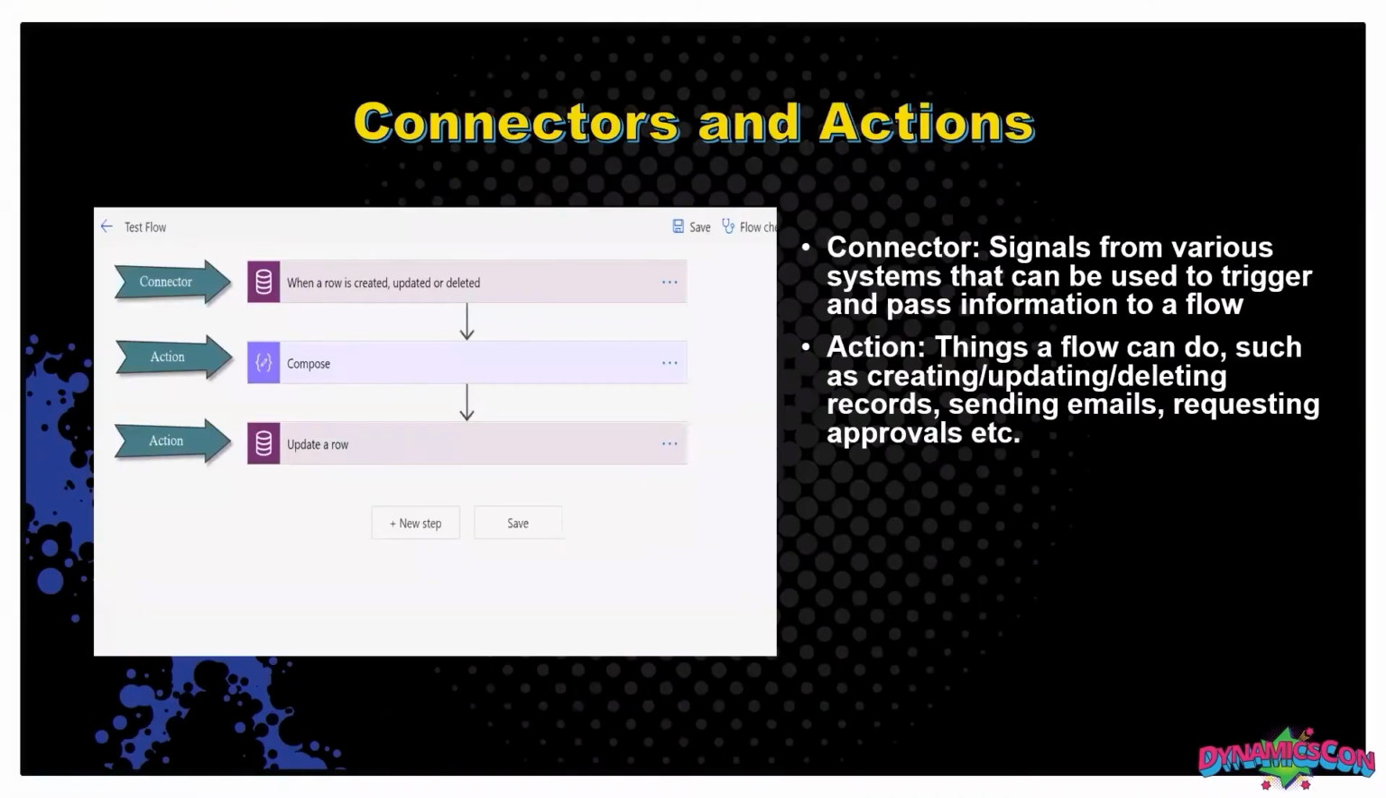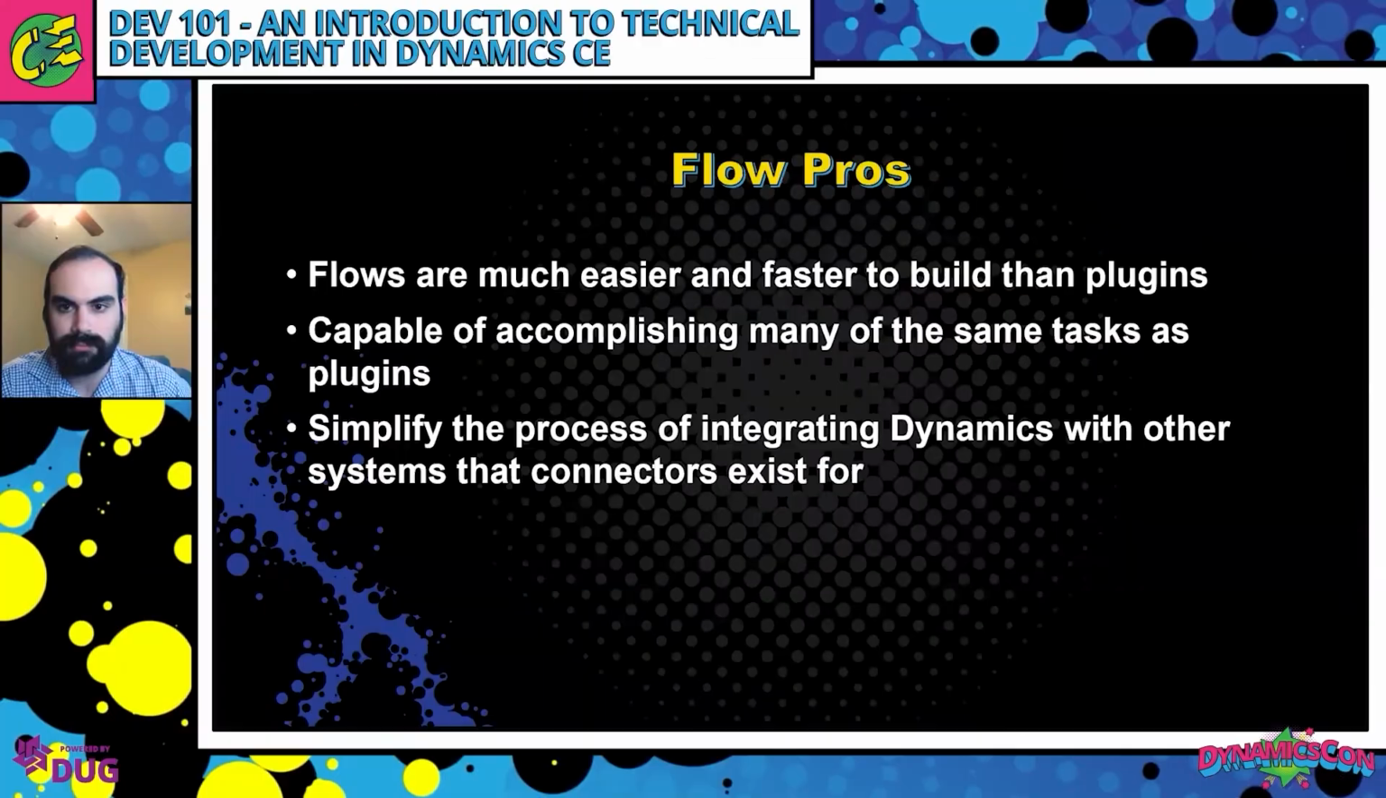So flows consist of two parts, connectors and actions. Connectors are signals from various different systems, such as CDS, SharePoint, Yammer, etc., that a flow can be set to listen for. When the signal is sent, the flow will activate and start performing actions. Actions, again, not to be confused with plugin actions, are various different things that a flow can do, such as send emails or create and update records.